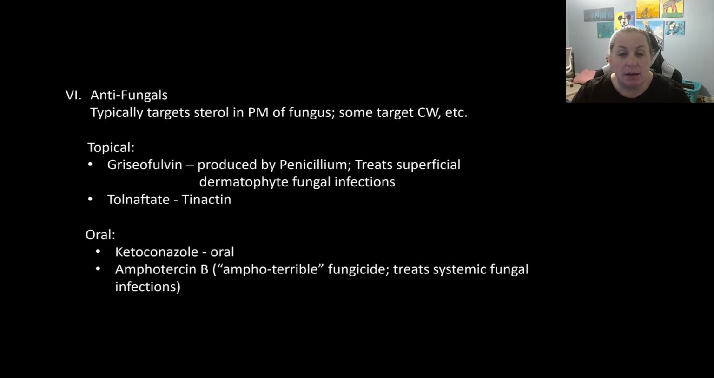On the other hand, some fungal infections require us to take oral medication. If this is the case, we have two groups here. We have ketoconazole, which is going to be an oral medication. And we also have amphotericin B, the "amphoterrible" fungicide. This treats systemic fungal infections, the ones that are deep-seated in our bodies. All right, so these are just some of the examples of antifungals.